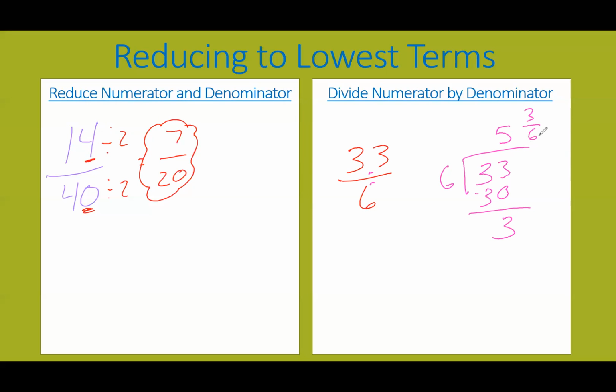But it's not in lowest terms still. 5 3/6. This can be divided by a 3, divided by a 3. So my answer is really 5, and 3 divided by 3 is 1. 6 divided by 3 is 2. 5 1/2. 33/6 equals 5 1/2.